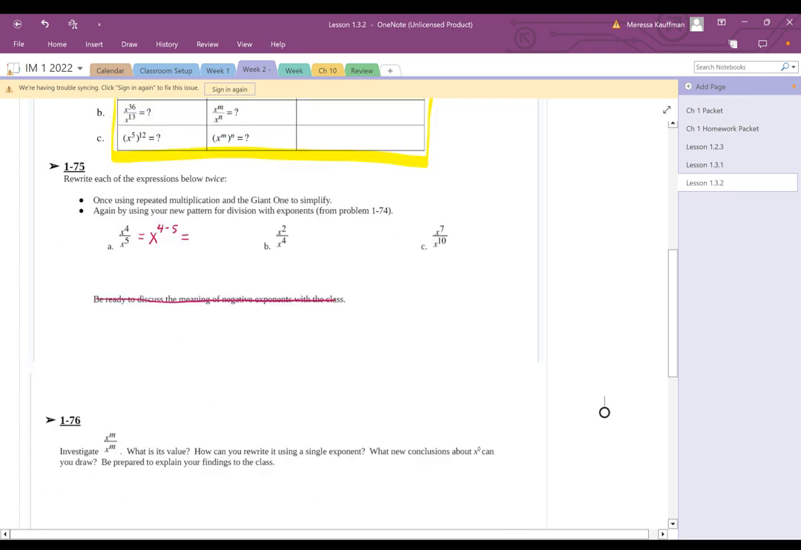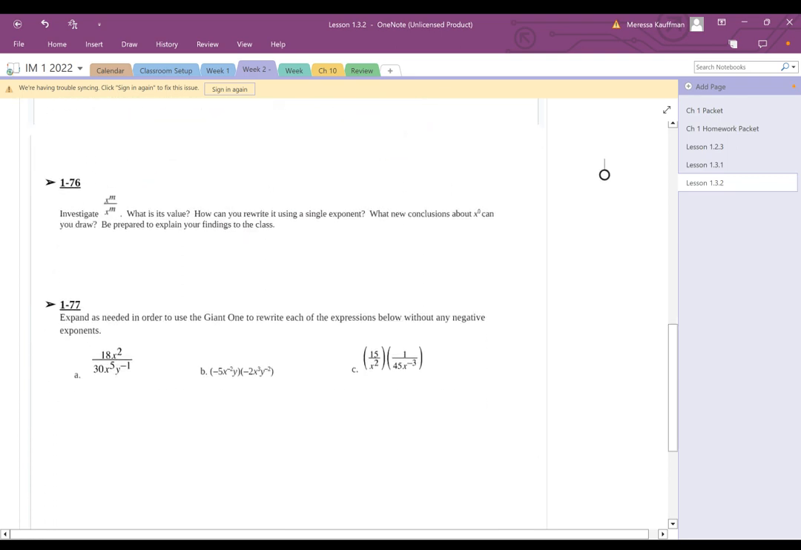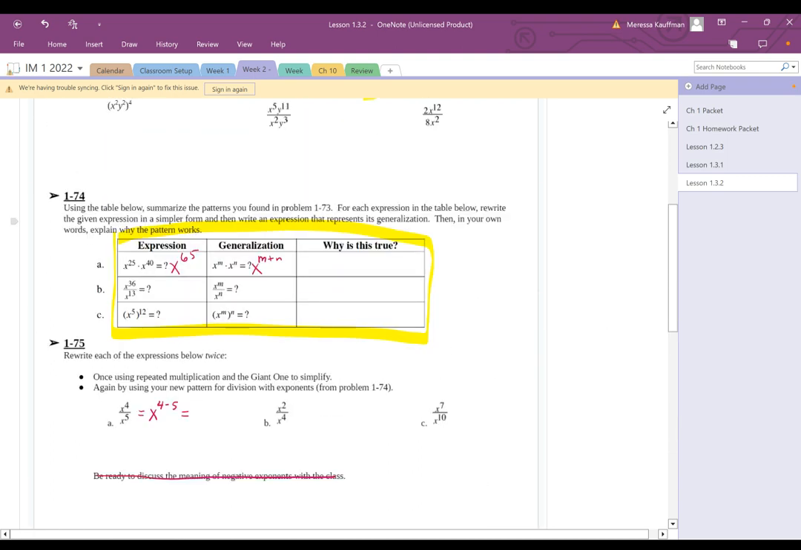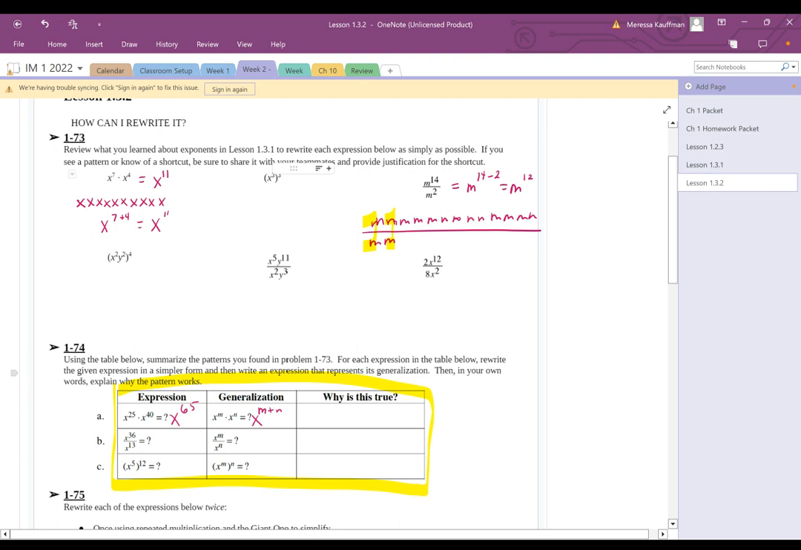And then lastly, you have a couple of questions to answer on your own using some of the tools that you just noticed in these two problems. Notice the patterns. I'm going to let you go on your own on this.